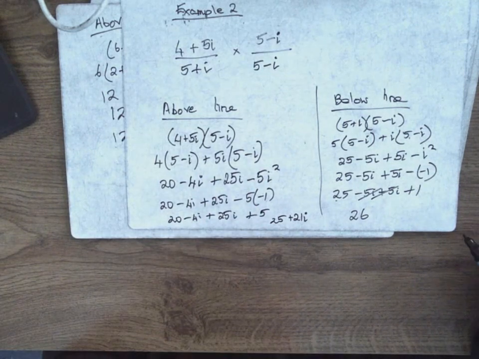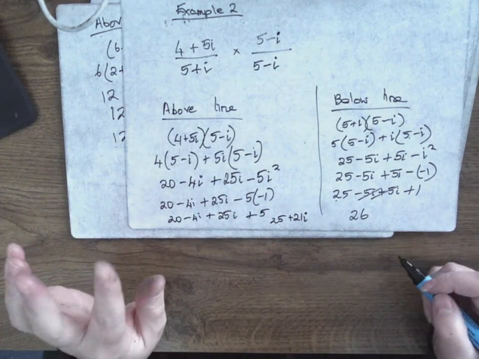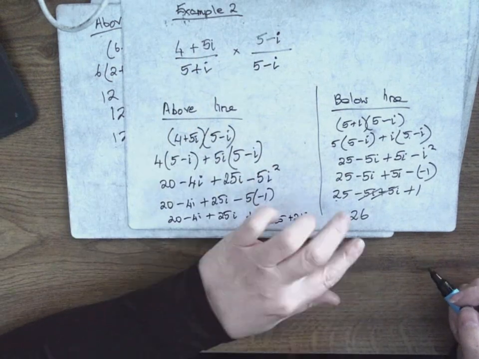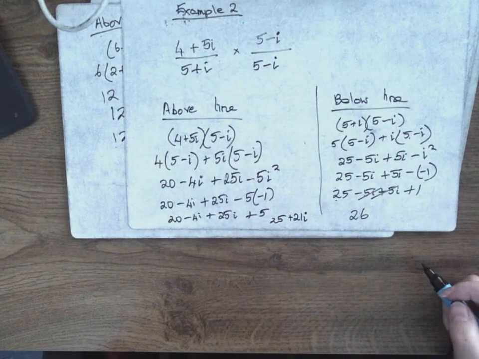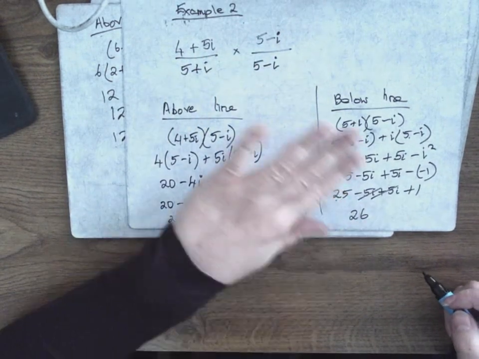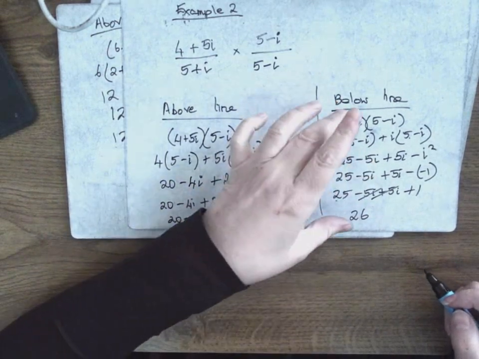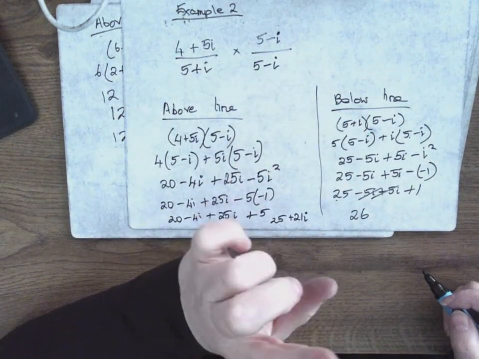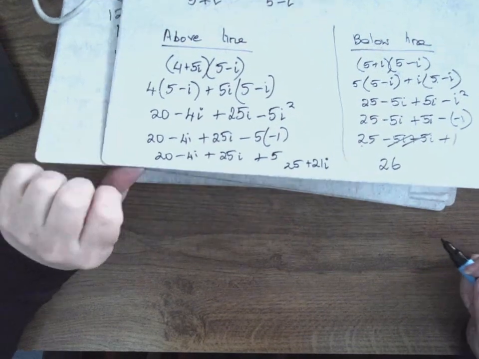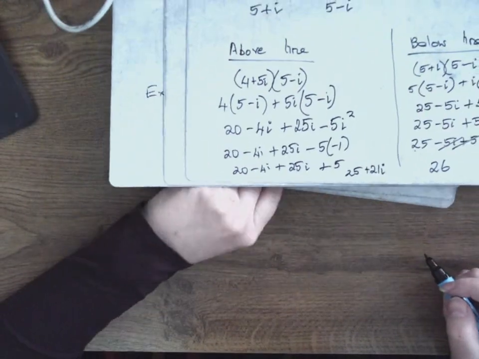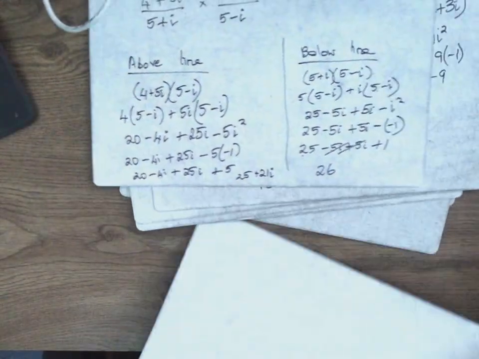And they should, that's the whole point of division, is you get rid of the i underneath the line. So you should always end up with just a real number here, as in no imaginary bit. If you end up with an imaginary bit below the line, you've gone wrong. Okay? And then don't forget to put your answer back together.